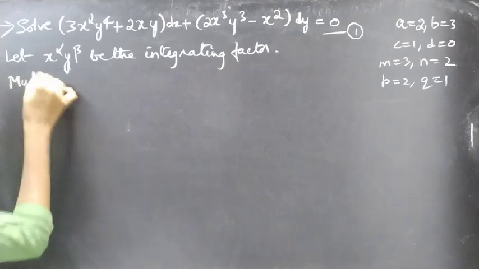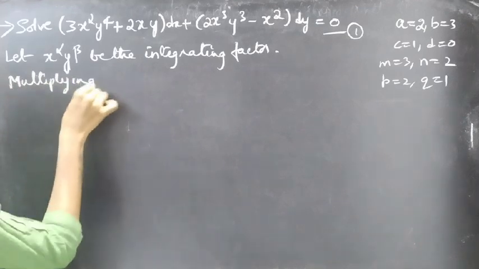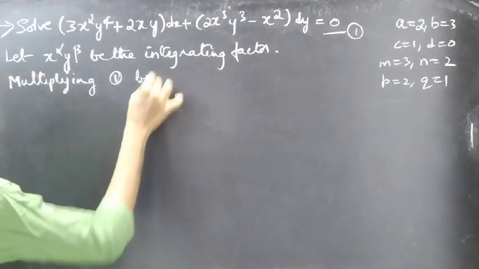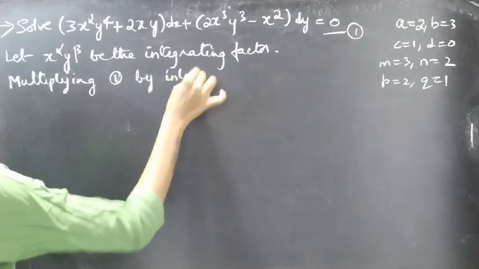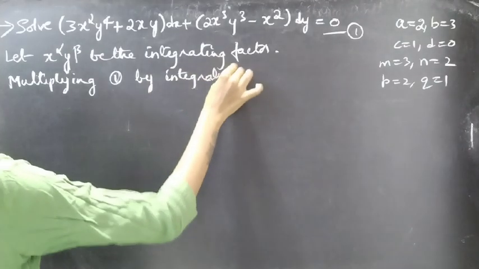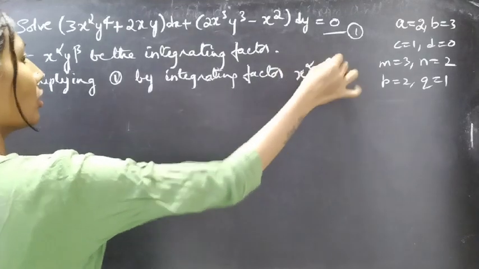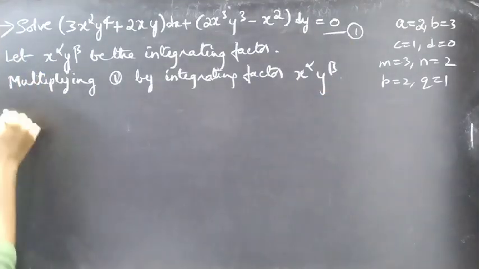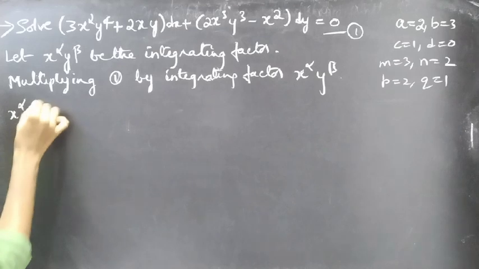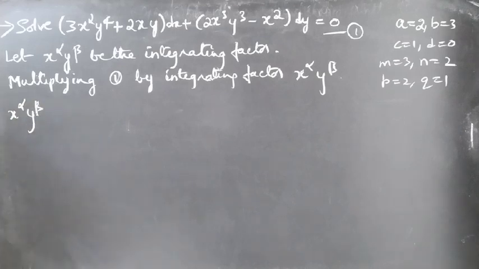Multiplying equation 1 by the integrating factor x power alpha y power beta. See, we are given a non-exact equation, so by multiplying it with an integrating factor, it becomes an exact equation.